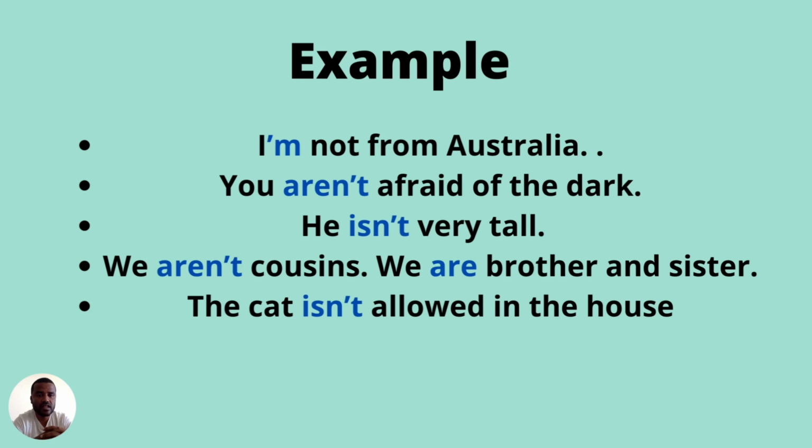The cat isn't allowed in the house. Okay, meaning the cat is not allowed to enter the house. Okay, the cat isn't allowed in the house. This is how we are going to conjugate the verb to be in negative form. We have aren't, isn't, I'm not, right?